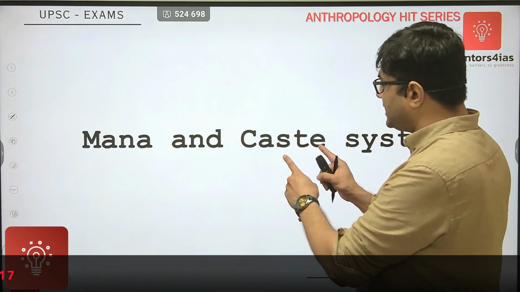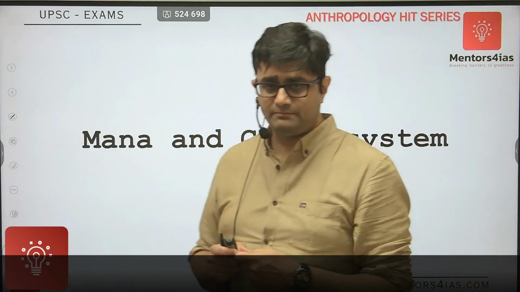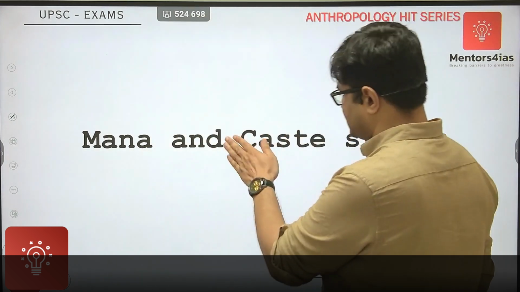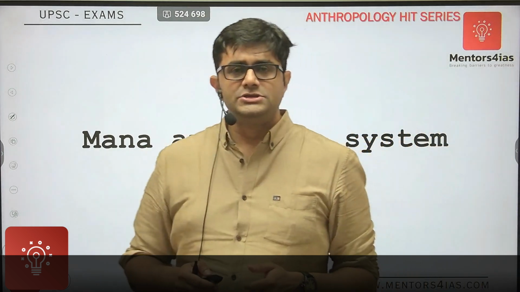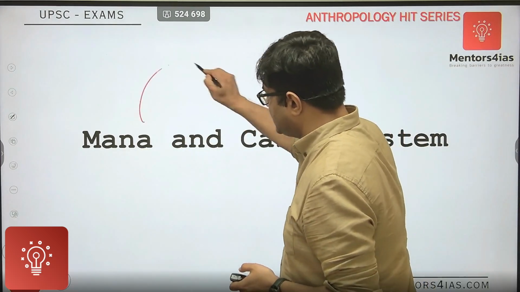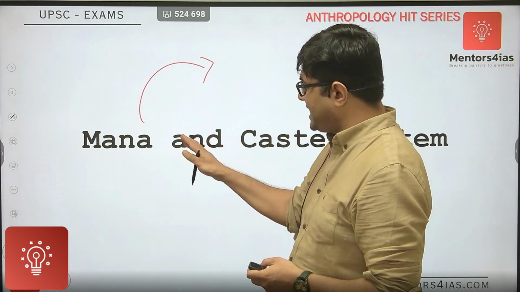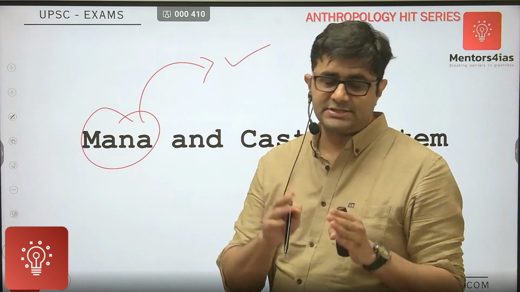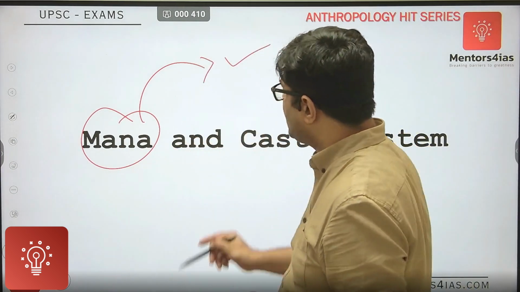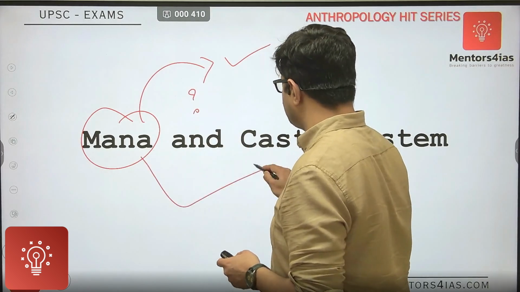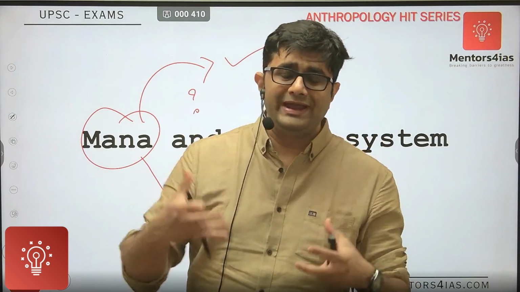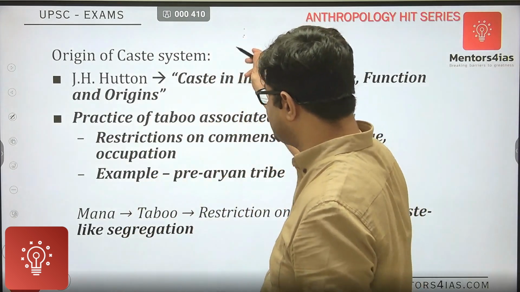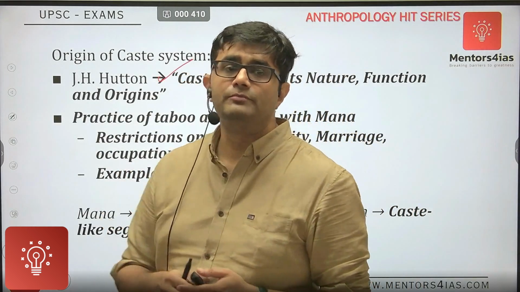So you can expect a 10-marker question this year in your mains based on this concept, mana and caste system, a 10-marker question. So what should you explain? So Hutton is the scholar who explains the origin of caste system based on mana. So you'll have to mention Hutton in your answer, right? So why and how does he explain how mana led to the origin of caste system? So that also should be there in your answer. So let's see what all things that you have to mention in your answer.